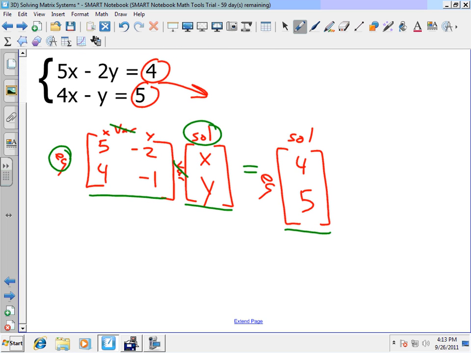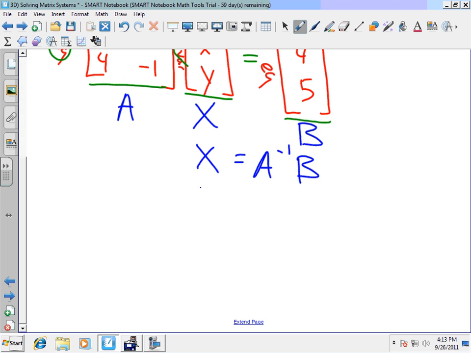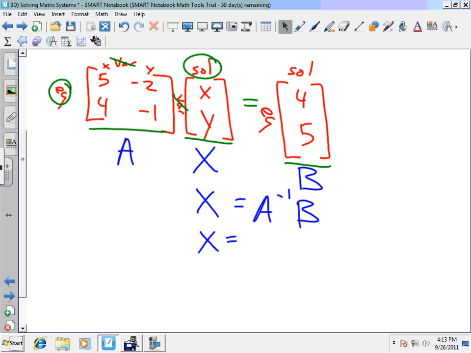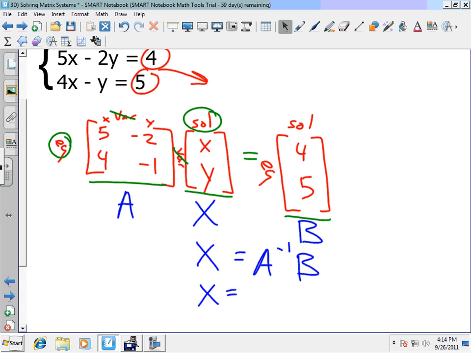So if I scroll down a little bit, this is matrix A, this is matrix X, and this is matrix B. And we just showed that X is equal to inverse of A times B. So we can simply just type this into our calculator. So I'm going to scroll down, and type this in. So I'm basically going to enter these elements into my calculator as matrices.